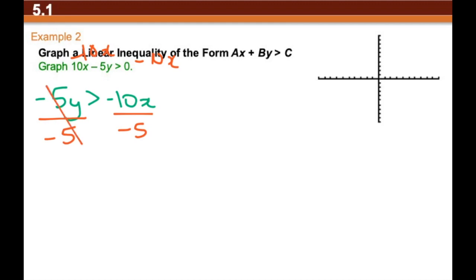We will cancel the negative 5s. We will have y on the left. But the important point here is that we've divided by a negative number. Anytime we divide by a negative, we do need to flip the direction of the sign around. Doesn't matter if it has an equal to or not. If it had an equal to, it would keep it. But when we divide by a negative, we need to flip the direction of the sign and then proceed with the math as usual. Negative 10x over negative 5 would be 2x.